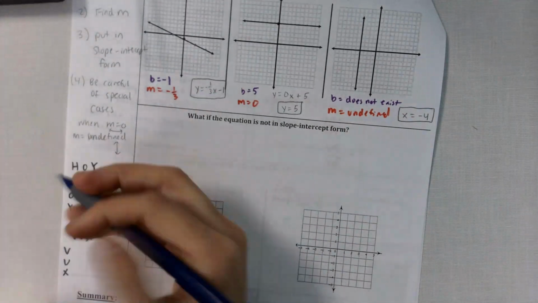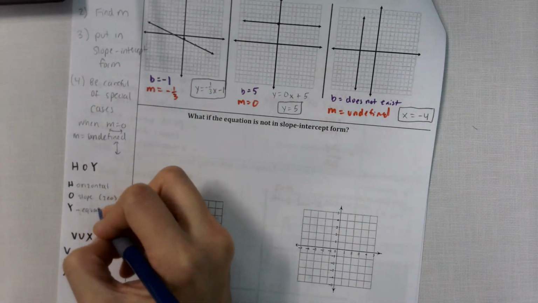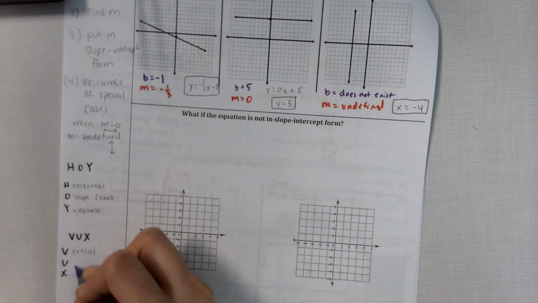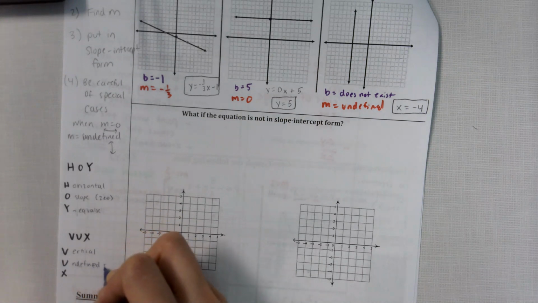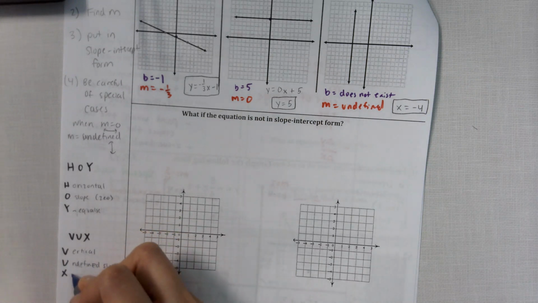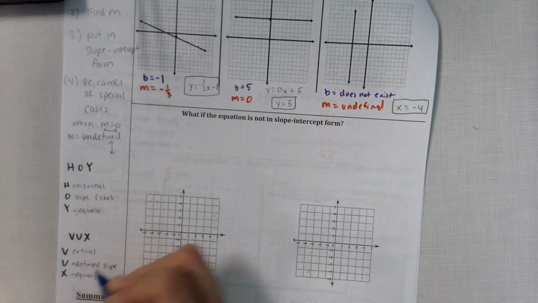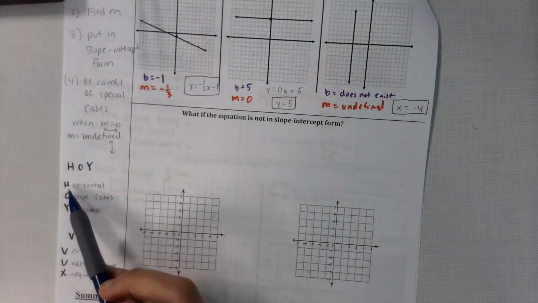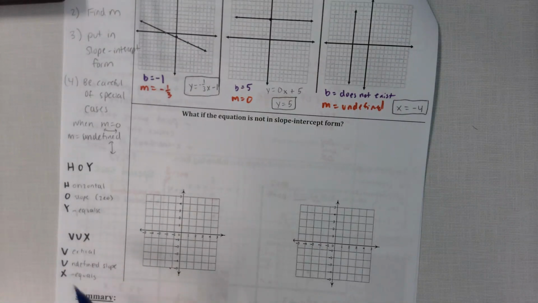Let's just make that y equals. And this is vertical, undefined slope, and x equals. Okay, so if you can't remember which is which, you might get confused. It's like HOY and VUX.